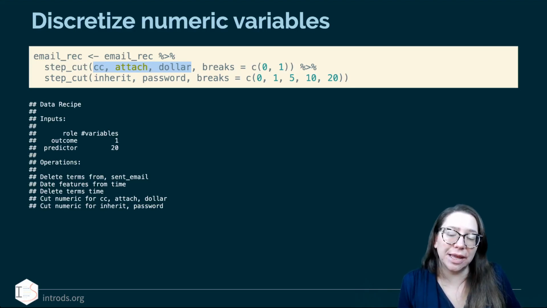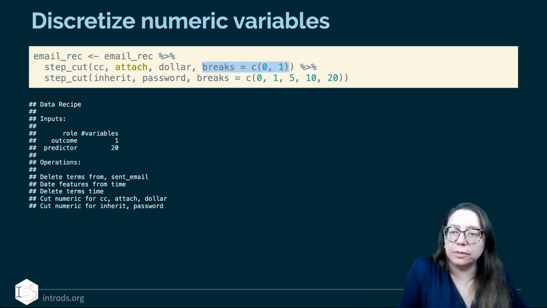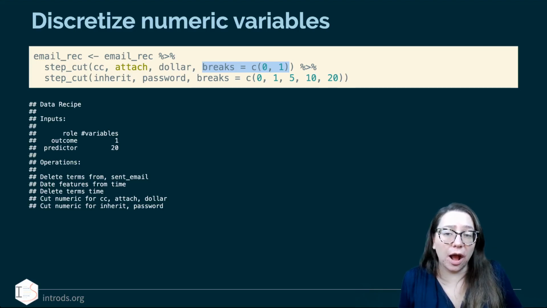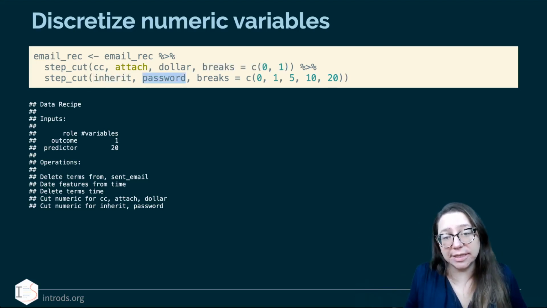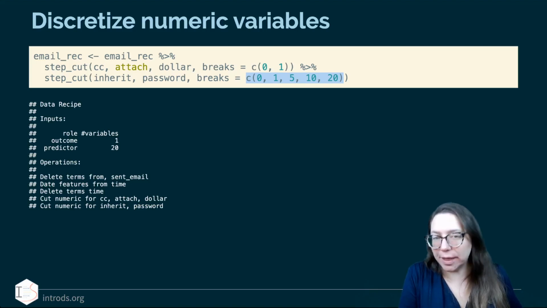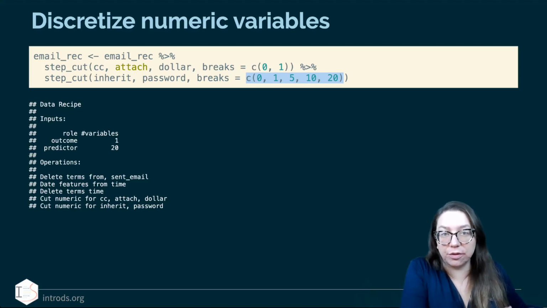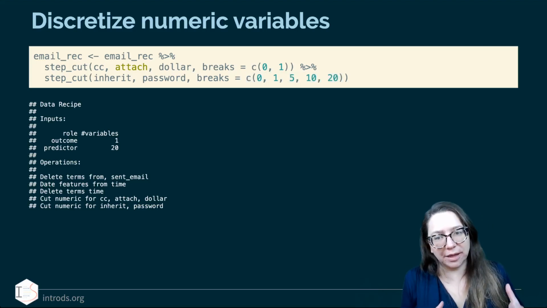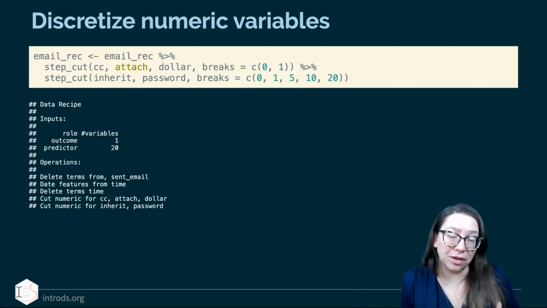Basically what we're saying here is that we want to break at 0 and then another break at 1. And then everything else will be like 1 and more. Similarly, for the variables inherit and password, we want some more breaks. I'm interested in 0s and 1s to 5s, 5 to 10s, and 10s to 20s. And then for everything else, if the email says password in it more than 20 times, maybe it doesn't matter if it says it 30 times or 300 times at that point. So we're binning those together. You can think about this as a case when statement on steroids.